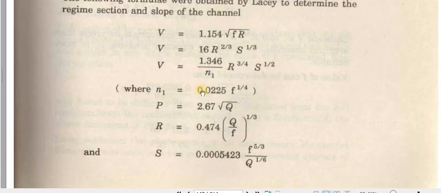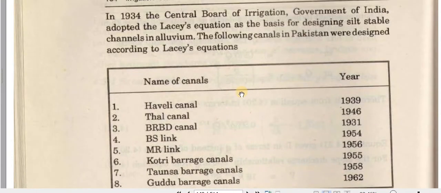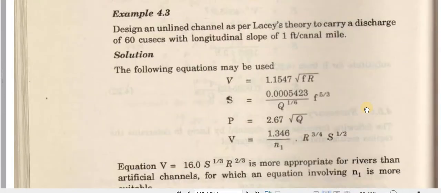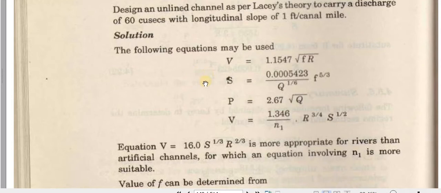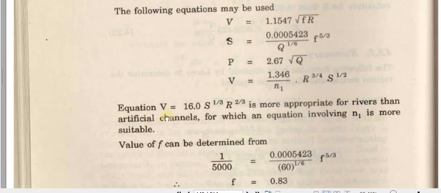Here N1 has equation 0.0225 F raised to power 1 by 4. And these are the names of the canals, and these are their completion years. And example 4.3: design an unlined channel as per Lacy theory to carry a discharge of 60 cubic feet per second with a longitudinal slope of 1 foot per canal mile. The following equations can be used: velocity, slope, parameter and velocity, and there is another equation of velocity. The equation V is equal to 16.0 S R 1 by 3, R 2 by 3, is more appropriate for rivers than artificial channels, for which an equation involving N1 is more suitable.